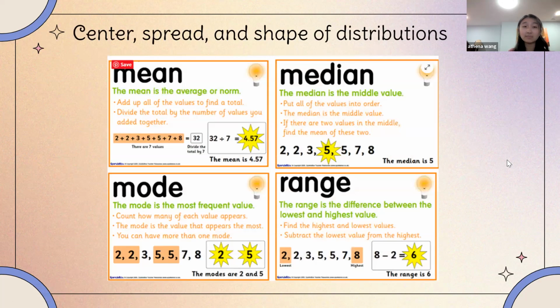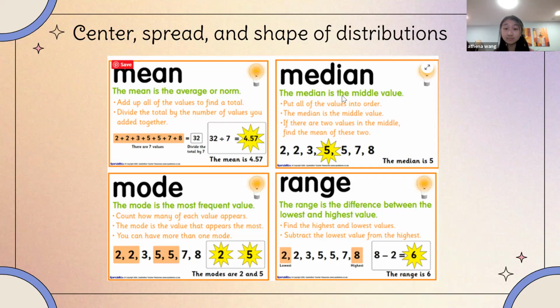Okay, so center: mean, median, and mode. The mean is the basic average. You add up all the values and then you divide by the total number of values there are. So if we have 2, 2, 3, 5, 5, 7, and 8, the mean would be the sum of this, which is 32, divided by the 7 values. So that would just get us 4.57.